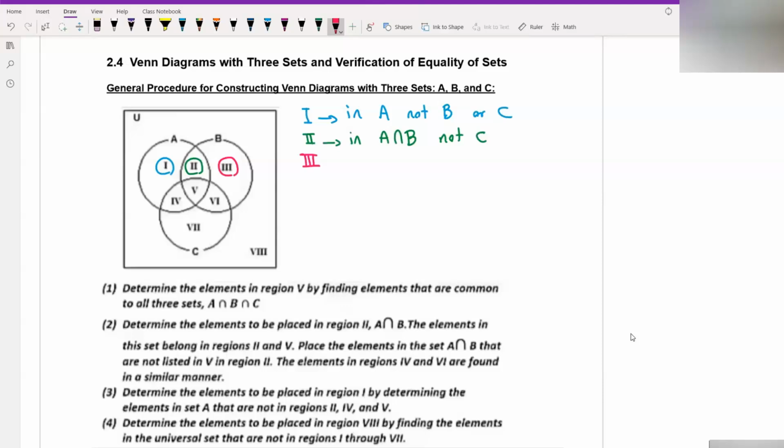Now here, this part. These are members that belong to B, but not in A or C. So that is number 3. Next one.